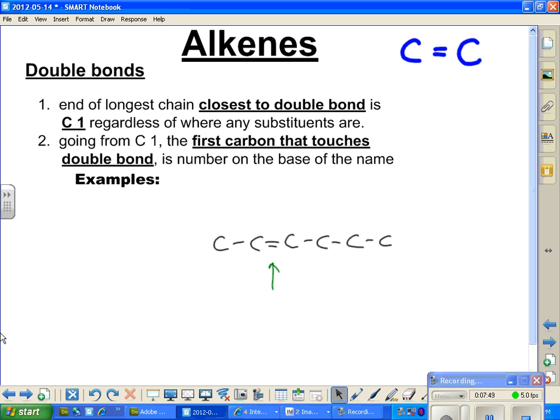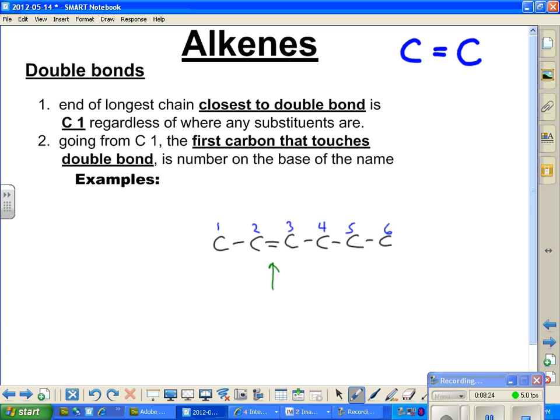We go in 1, 2 carbons, and that's the first carbon that touches that double bond. If we go from the right, we have to go 1, 2, 3, 4, and then we have a touch on that double bond. So what we want to do is get the side that has that closest to it, and that's what we just did. So we've got the number 1 carbon identified. There's 3, 4, 5, and 6.